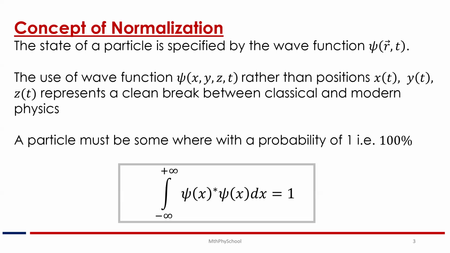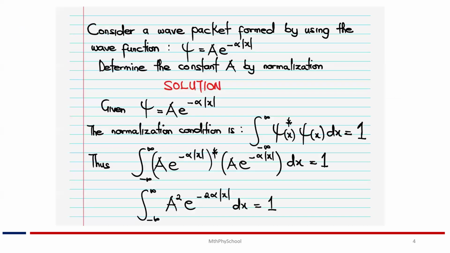If a measurement is made at a time t to locate a particle associated with a wave function, the probability that the particle is found in the region, let's say x1 and x2, is equal to the integral of the square of the wave function. And this is Max Born's postulate.